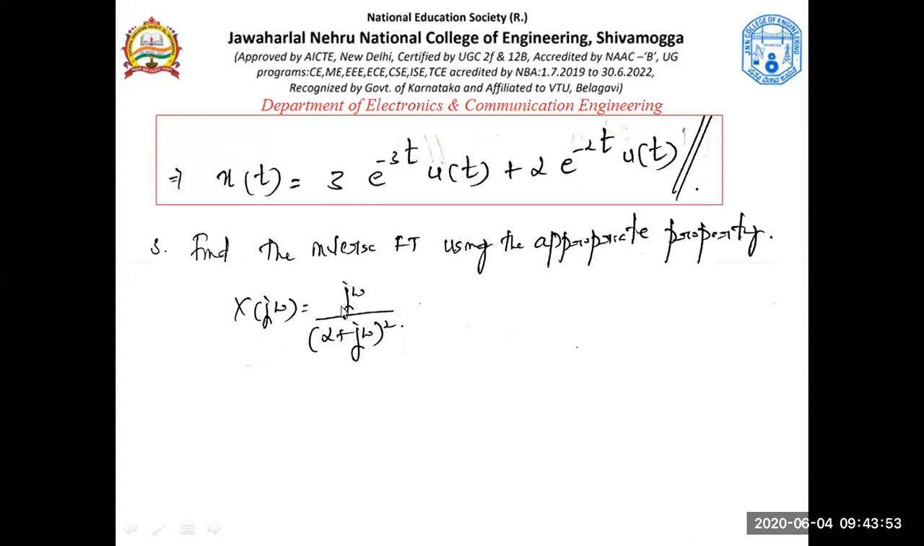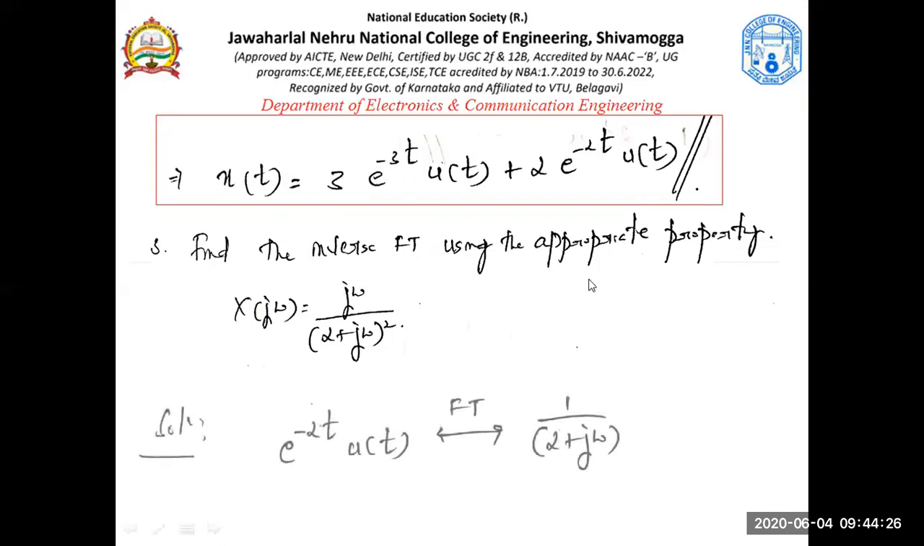Now for that you need to know the standard forms. 1 by 2 plus j omega is one standard form. Then 1 by 2 plus j omega square is a standard form. And when would there be a j omega in the frequency domain? You will have a j omega in the frequency domain when there is a differentiation in the time domain. So this is what is going to help you to solve this problem.